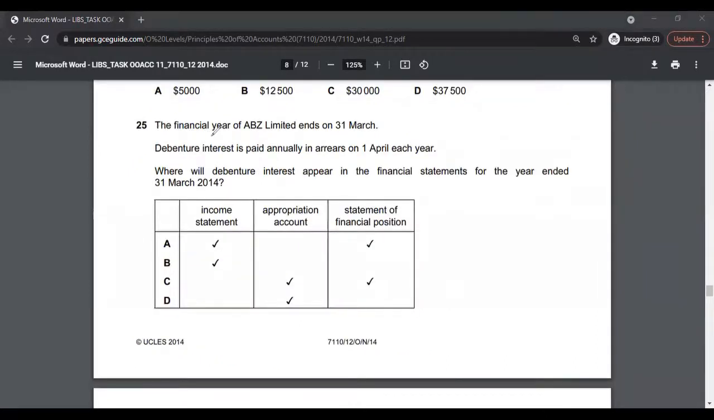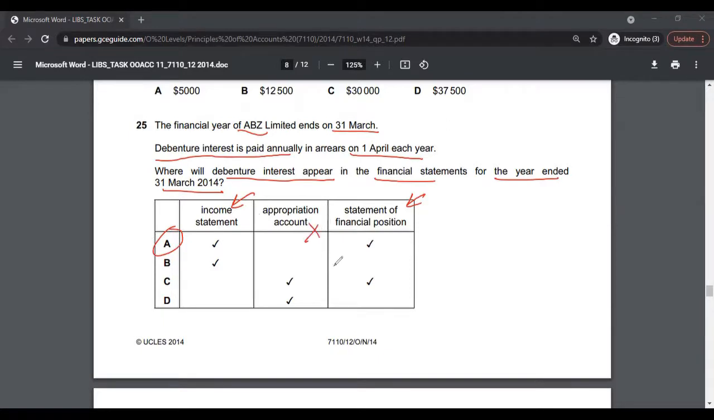Multiple choice 25. The financial year of ABZ Limited ends on 31st March. Debenture interest is paid annually in arrears on 1st April each year. Where will debenture interest appear in the financial statements for the year ended 31st March? So it's going to be income statement and statement of financial position. That's option A. The answer to multiple choice 25 is option A.